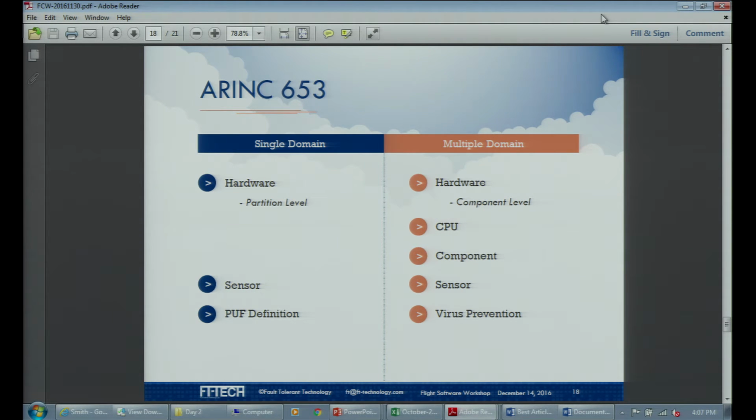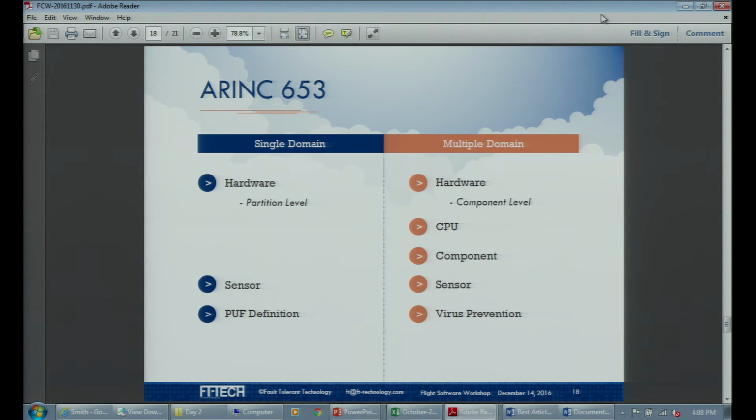If you have a voting system and you have a problem with one of the voting systems in a single domain system, the whole system gets voted out. In a multi-domain system, you can discover what the problem is internally and perhaps compensate for it and still remain a 3-system voting system when you're done. Sensors, I don't know. If they only got a single sensor, it can't help you out.